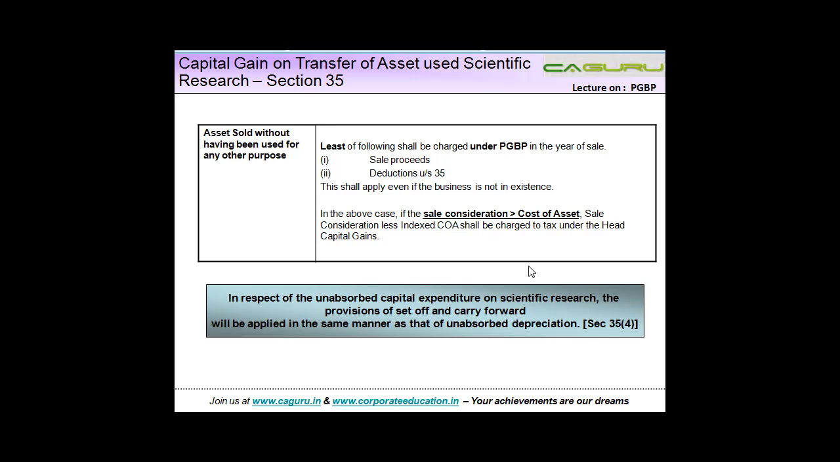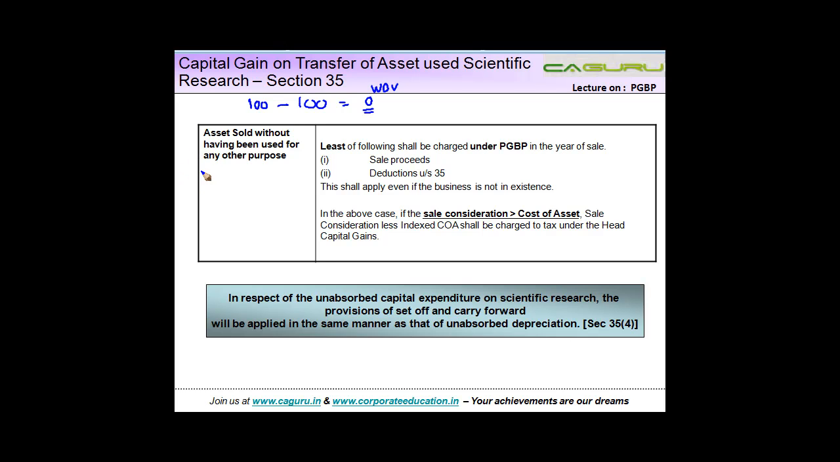Let us now see how you deal with the case of taxation for capital gains arising on transfer of an asset which is used for scientific research. In one of the earlier videos, you saw that any capital expenditure incurred on assets purchased for scientific research is allowed as a deduction in the year in which it is incurred. So effectively, suppose you bought an asset for 100, you will get a deduction of 100 and the written down value for this asset in your books will be 100.